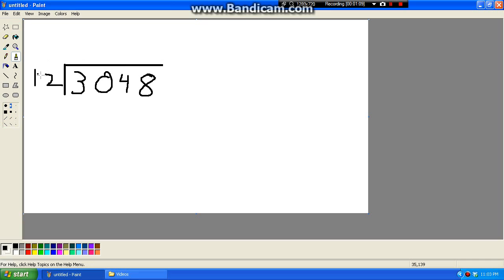So, let's think about how we'd solve this normally. Normally we'd just say, okay, how many times does 12 go into 3? None, so we could put a 0 here. How many times does 12 go into 30? 12 goes into 30 2 times. Remainder is 6 because 30 take away 24 is 6. And then we'd carry over the 4 and we'd do it again.